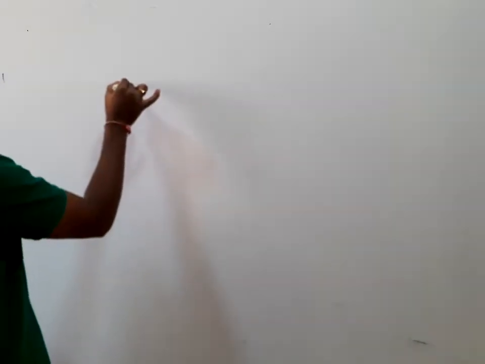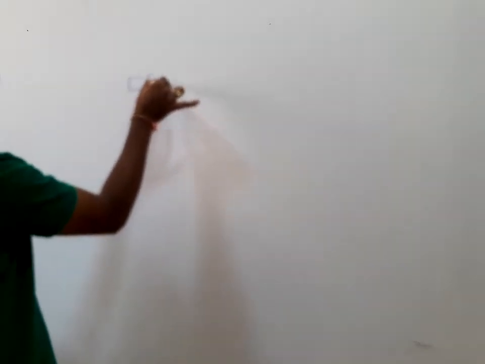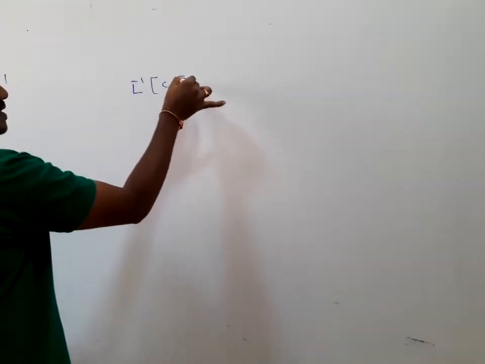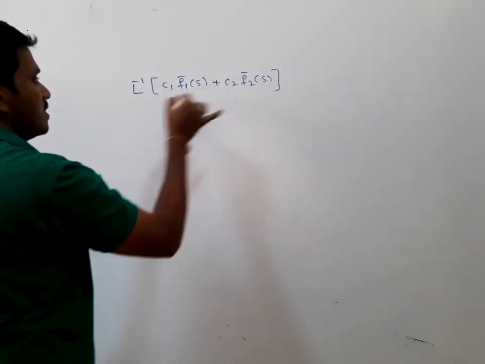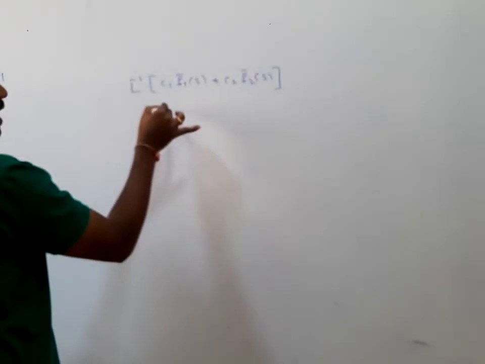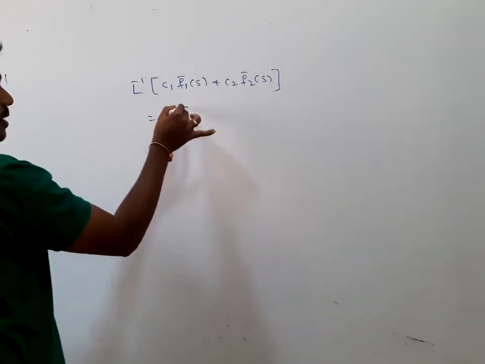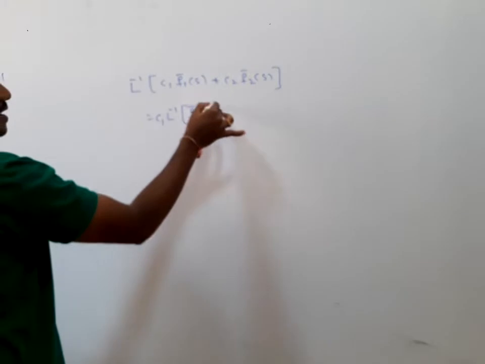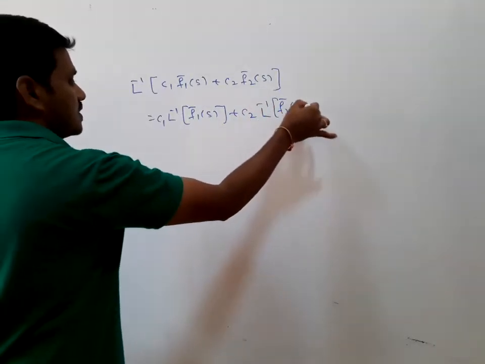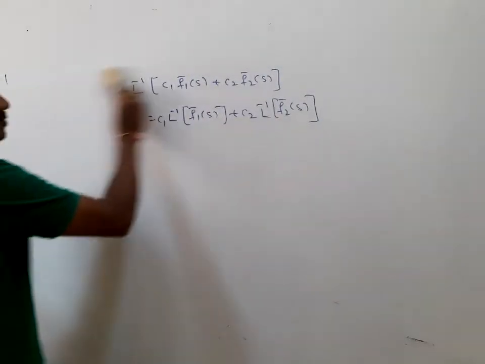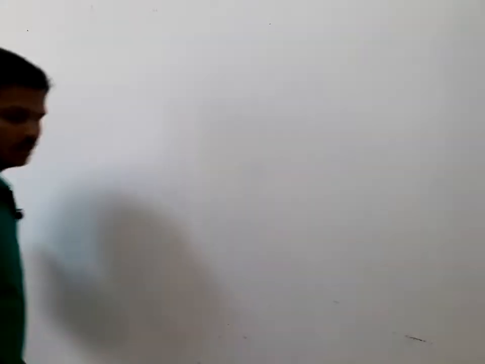Next we go for the linear property also. L inverse of c1 f1 bar of s plus c2 f2 bar of s is equal to c1 into L inverse of f1 bar of s plus c2 into L inverse of f2 bar of s. This is the linear property in the inverse Laplace transformation. Next, some problems.